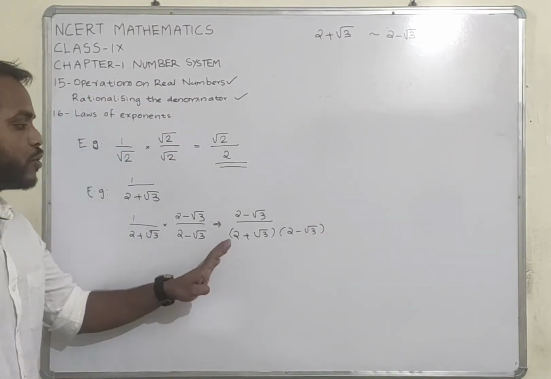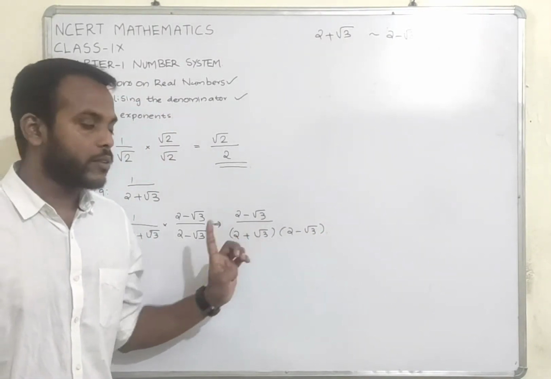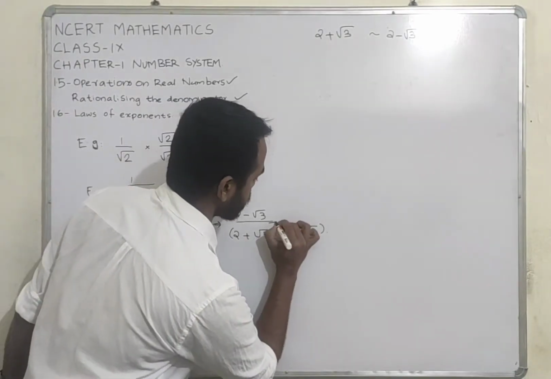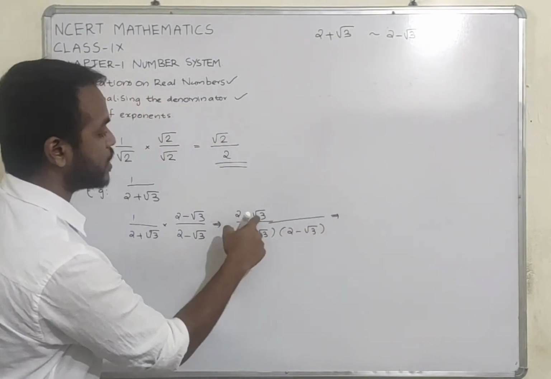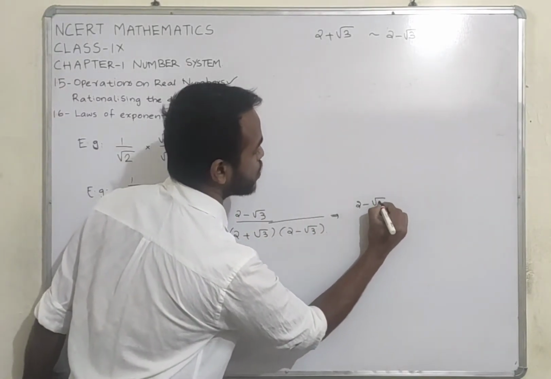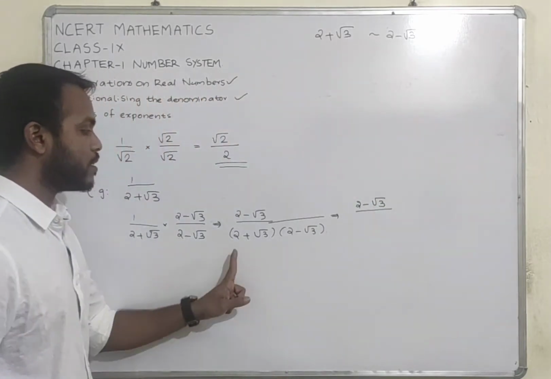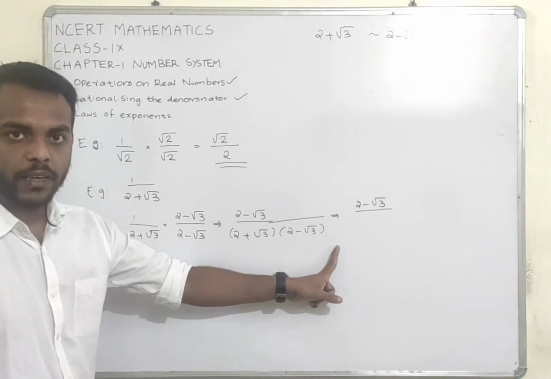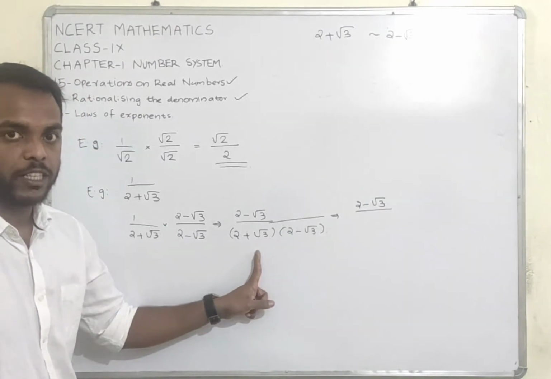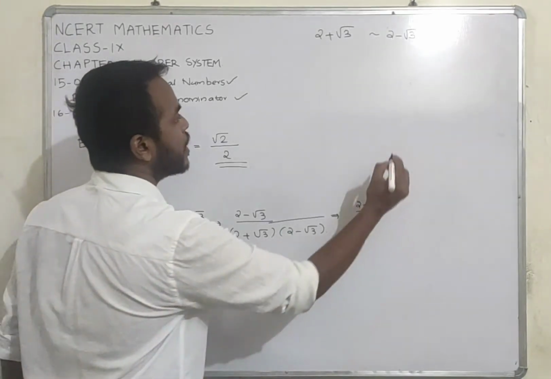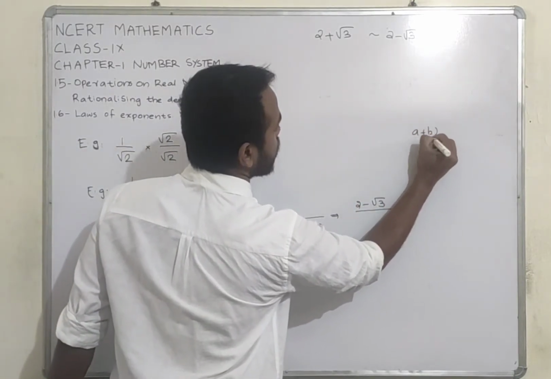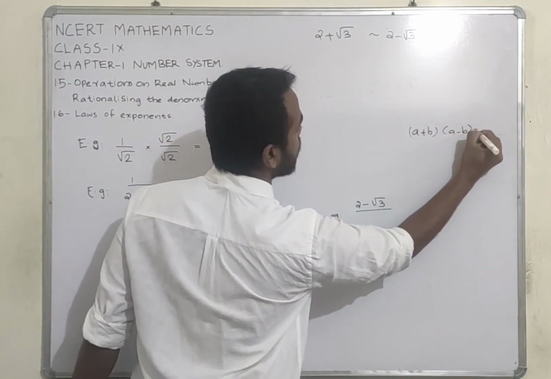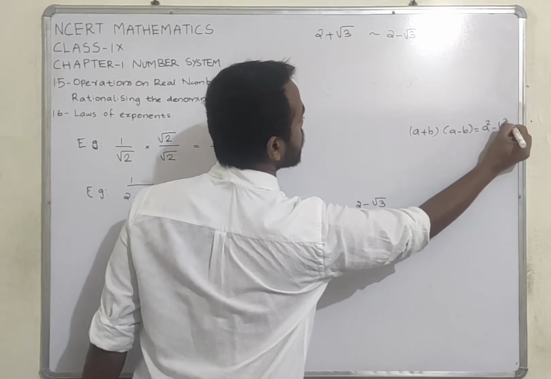I am leaving this work to you. See the identity. Okay, I will do it now itself. Now there is no change in the numerator, 2 minus root 3. And what is the form of the denominator? A plus b into a minus b. What is a plus b into a minus b? A plus b into a minus b is a square minus b square.